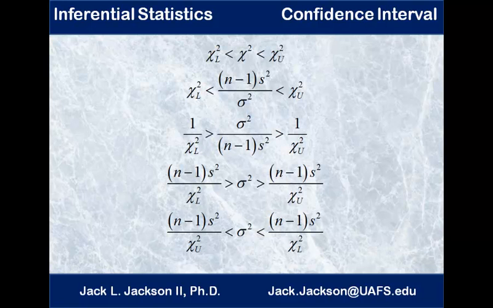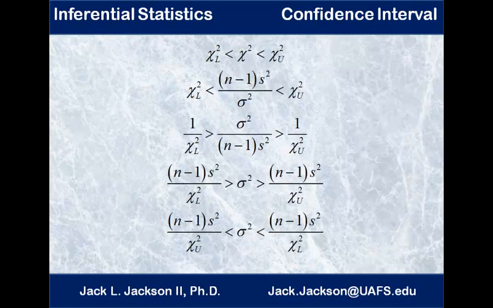Now I'm going to multiply everything by n minus 1 and s squared, and notice that n minus 1 and s squared are both positive numbers. Notice, by the way, we also need a sample size of at least 2 for this to work. In fact, we're probably going to use this on sample sizes of 3 or more. But anyway, we multiply all 3 sides by n minus 1 times s squared.